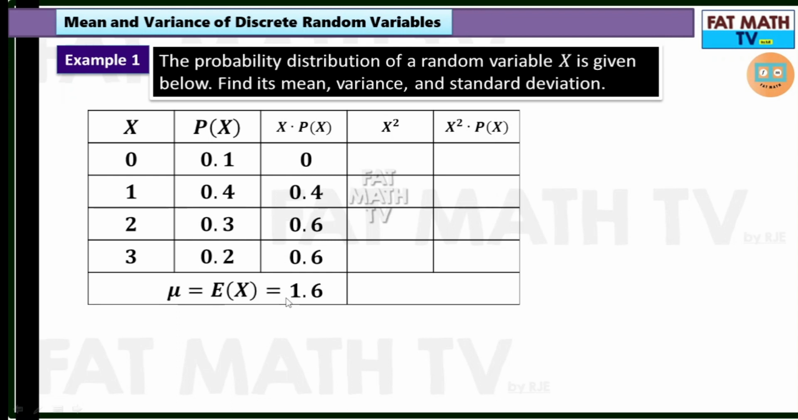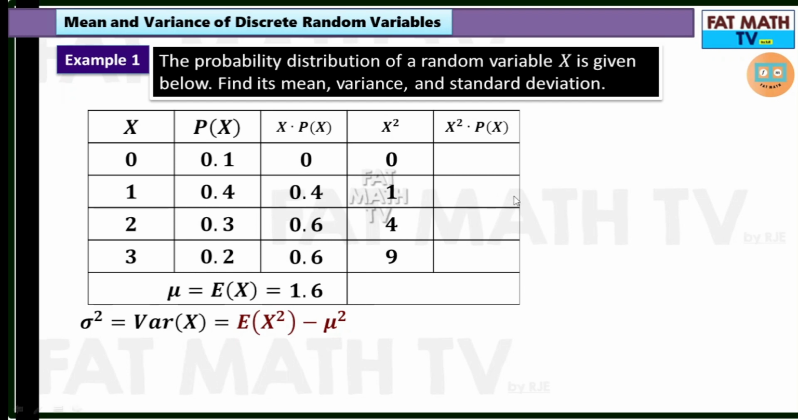And then for the variance, we need to use the formula that the variance, this is sigma squared, is the expected value of x squared minus the expected value of x squared, or mu squared. So to get the expected value of x squared, we need to square first x and then multiply by the corresponding probability and get the sum. So for x squared, you just square x. These are the x values, 0, 1, 2, and 3. Just square them. 0 squared is 0, 1 squared is 1, 2 squared is 4, and 3 squared is 9.